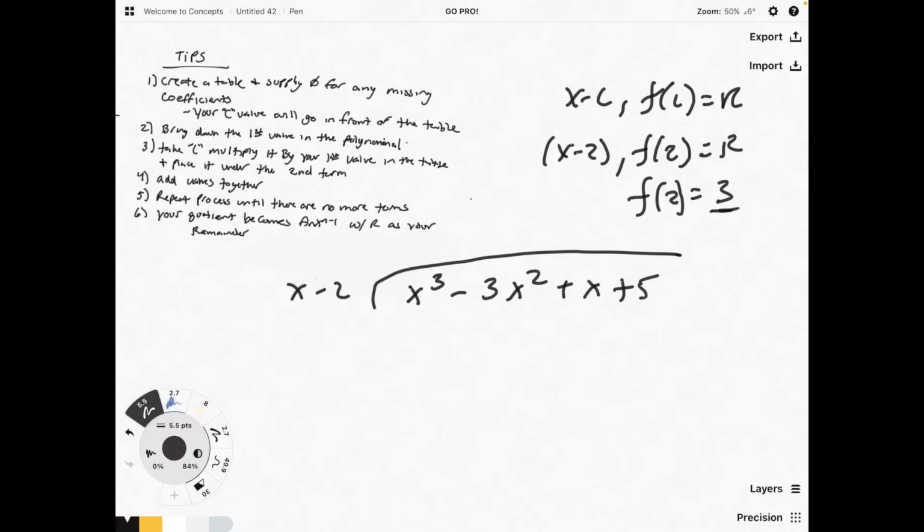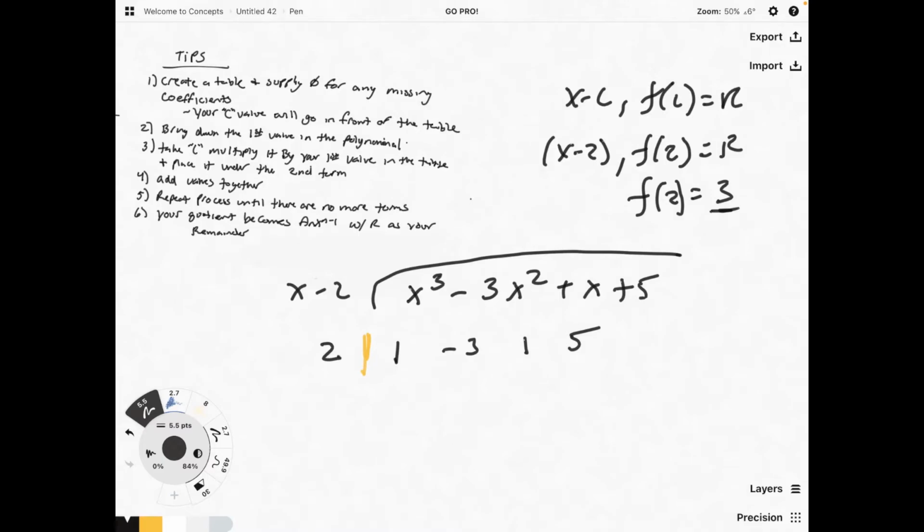However, in this case, instead of using long division, what we can do is use synthetic division. Looking at our tips, we need to create a table and supply zeros for any missing coefficients. So in this case, we have all of our terms. We have x cubed, an x squared, x, and 5. We don't need to represent any missing terms because we have those. And so in our table, we would just put the coefficients. So we have 1, a negative 3, a 1, and a 5. Next, in front of the table, we are going to put our c value. Your c value will go out in front of the table. In this case, our c value is 2.